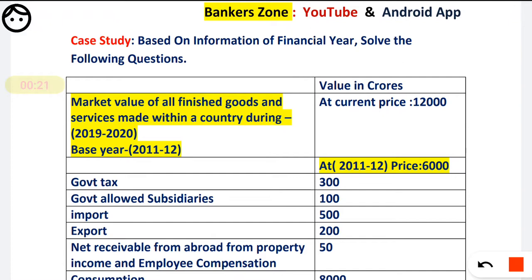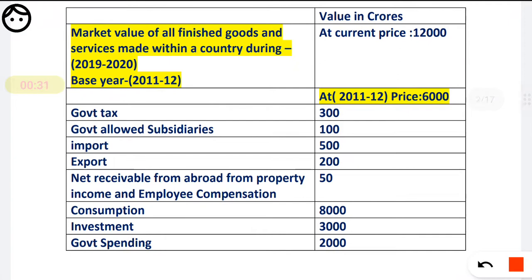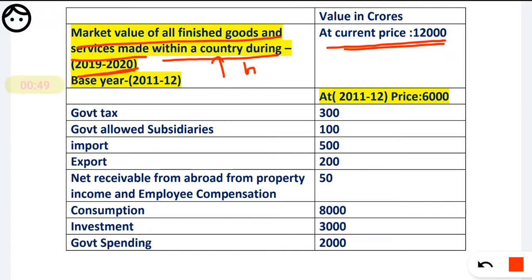So friends, based on the information of the financial year, solve the following questions. What data have they given? See here. They have given the market value of all finished goods and services made within the country during 19-20, at current price, 12,000. What do you mean by this? All these sentences are nothing but the GDP. So basically they have given GDP at a current price of 12,000.